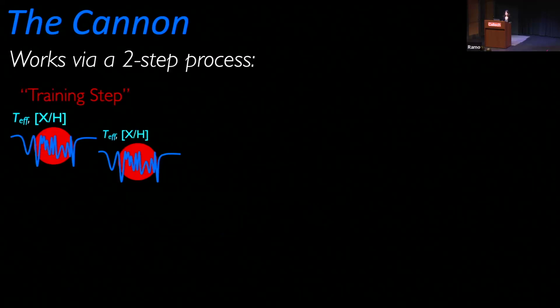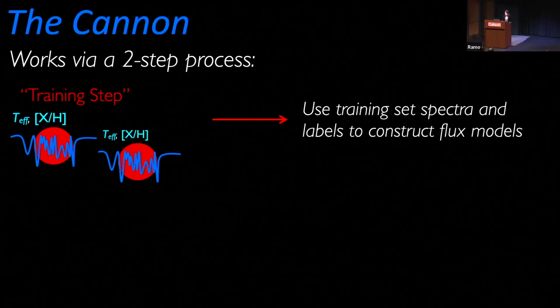In the first step, or the training step, we use a training set of stars and their spectra. In this case, for the training stars, we know their labels for different abundances and parameters super well. We trust them, we think they're very accurate. And then we use that set of spectra to construct a bunch of flux models, where there's one flux model at every pixel in the wavelength range of our spectra.